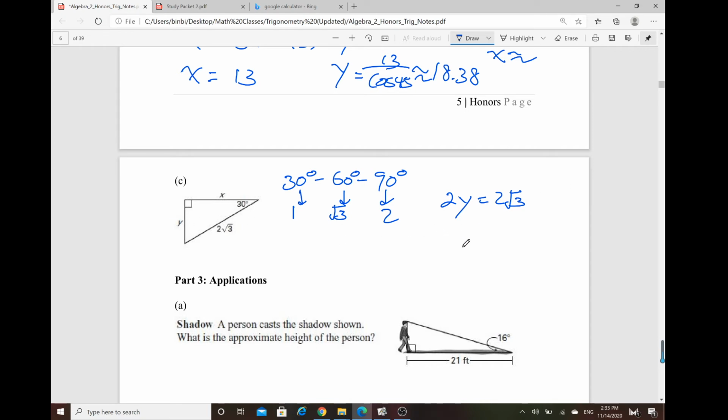And then solve for y, so that means y equals 2 root 3 over 2, which is root 3. So this one will be easier to do, if you don't want to round it. And then what about the longer leg, which is root 3? The ratio for that one: this one would be considered root 3 times y. So for x equals root 3 times y, that'll be root 3 times root 3, then that'll be 3.